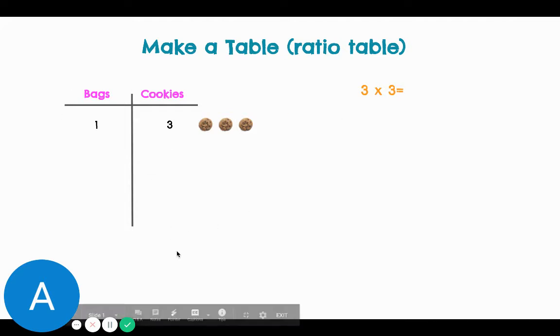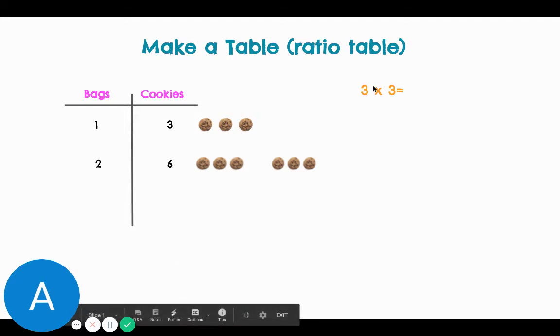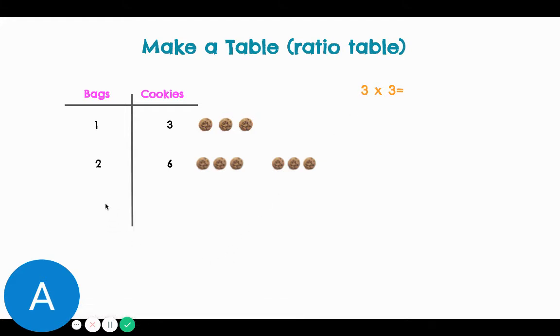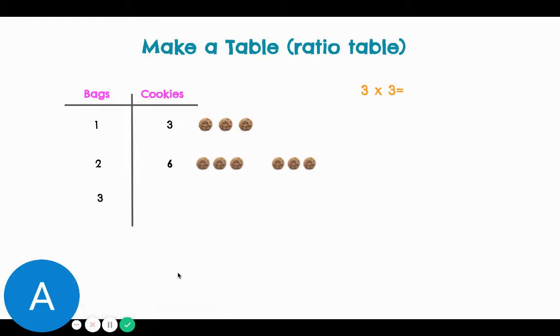So now I'm going to pretend that I have 2 bags of cookies. I know one bag has 3, so I need to put another group of 3 because now I have 2 bags of cookies. So 2 bags of cookies is going to be 6 cookies. Okay, so I know that I have to do this 3 times. So one more time, I need to add one more bag to my table. So now I'll say I have 3 bags of cookies.